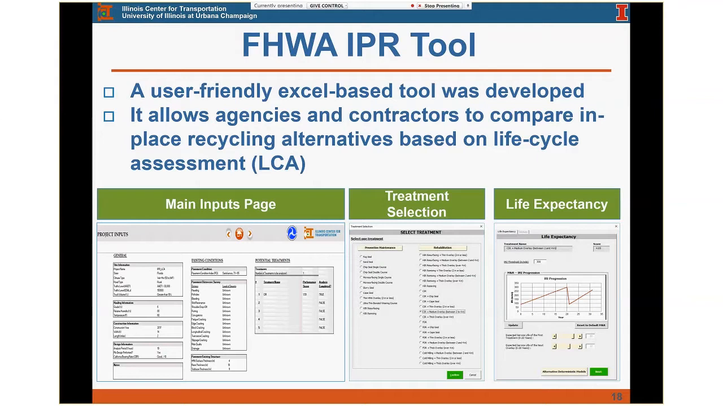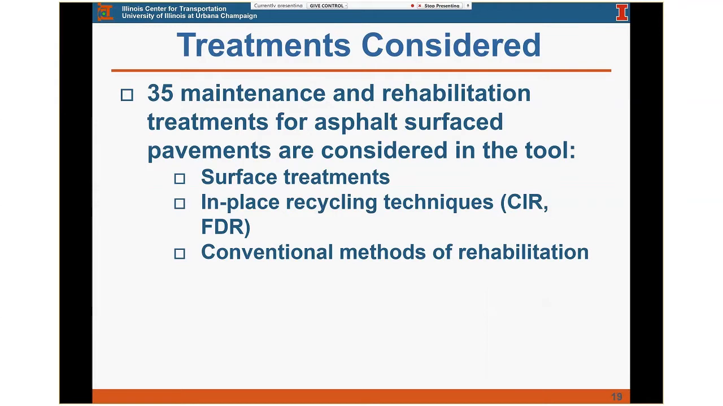Then we came up with 35 different treatments based on the questionnaires for the different states, and the life expectancy based on the data available in some regions, such as California, and in others, we left it up to you as the user to define. Like Minnesota, for example, may have their own life expectancy for a specific treatment, so they will be able to enter theirs. So again, to summarize, we have 35 different maintenance and rehabilitation treatments that we used, and that includes both cold in-place and hot in-place recycling for that tool. And for the other tool also, we have similar treatments.